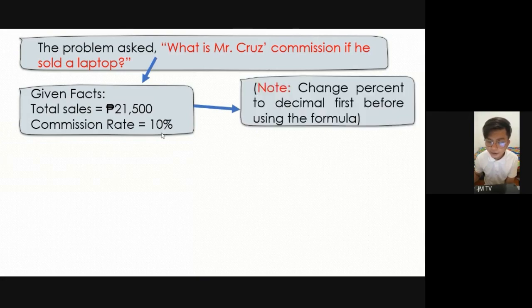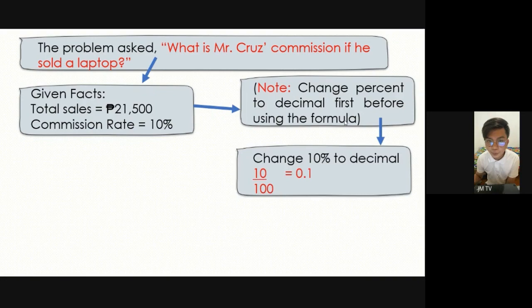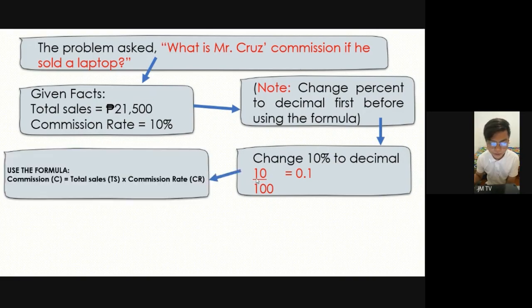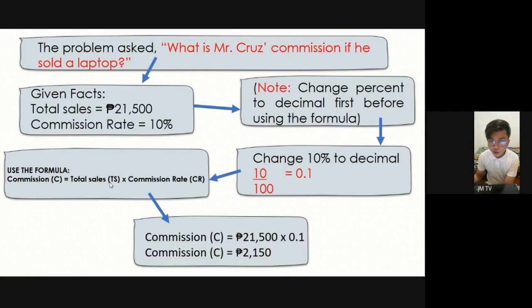Next step, again, don't forget this. Change percent to decimal first before using the formula. Third step, ayan, na-change na natin. Dinivide natin siya sa 100, 0.1. Use the formula. Commission equals total sales times commission rate. Ito na yung ating solution or yung substitution natin doon sa mga given value natin.